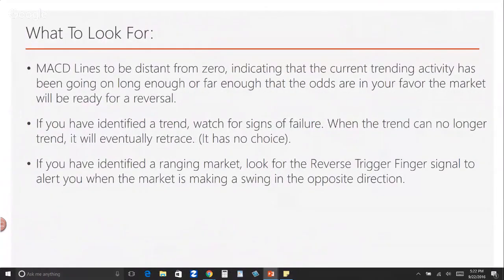So what to look for? The MACD lines need to be distant from the zero line. If the MACD lines are sitting right on top of the zero line, that reverse trigger finger signal is not going to do you too much good.